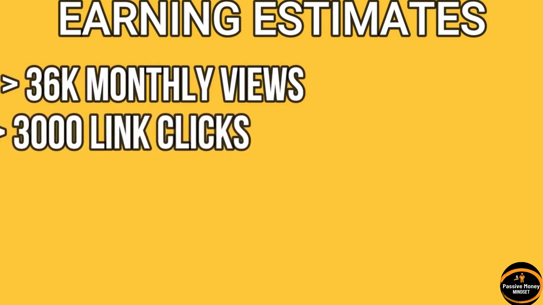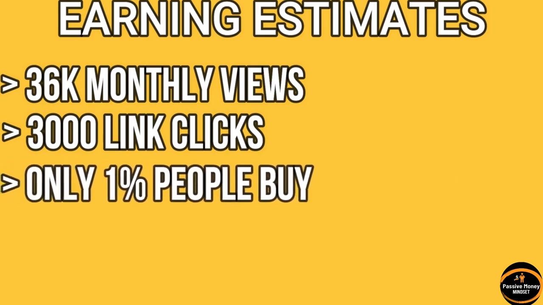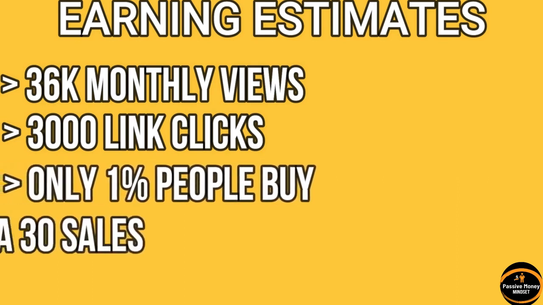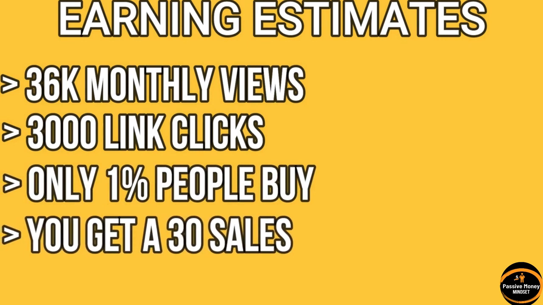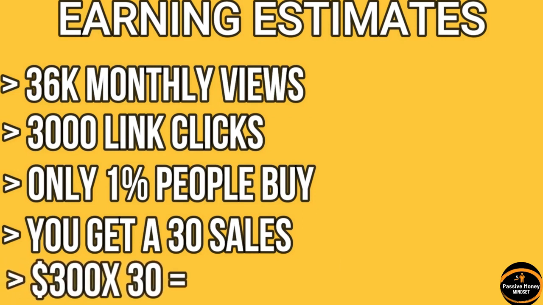Link clicks mean 3,000 people go to your landing page. And for example only 1% of people buy your product, so it means you get 30 sales. This is a lot of sales, and the average commission of a sale is $300. Multiply 300 by 30, and you can easily make $9,000 a month with this simple method. So this is a really effective method. If you do this method consistently, you can see really good results.